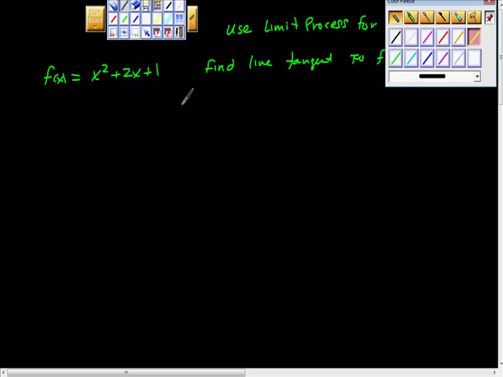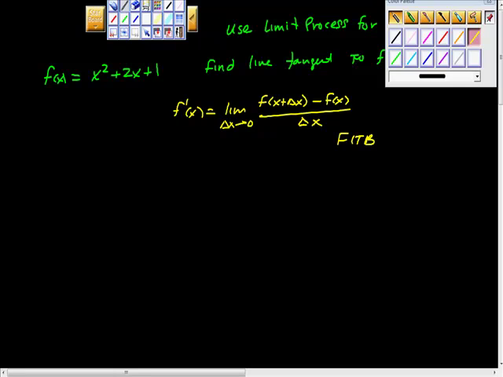We know that every derivative, f prime at x, is equal to the limit as the change in x approaches 0 of f of x plus change in x minus f of x, all over the change in x. So FITBA, which is fill in the blanks. So we could do this here. Every place we found x, we'll put x plus change in x, right? So you have to write this one time.